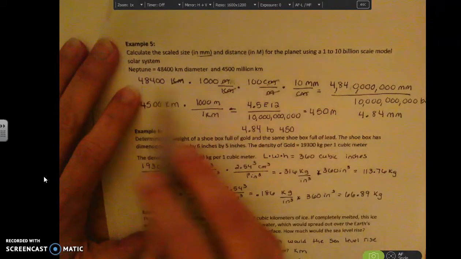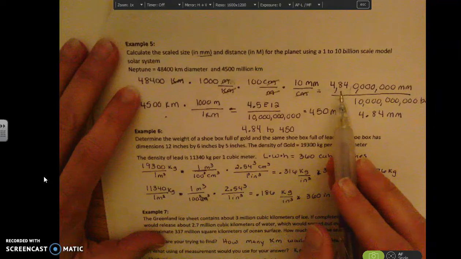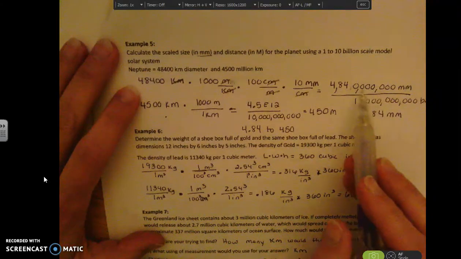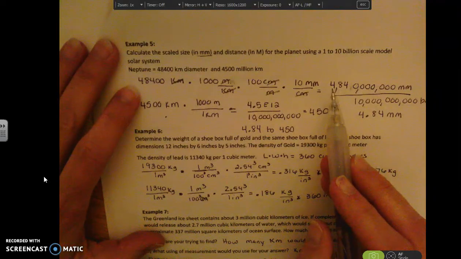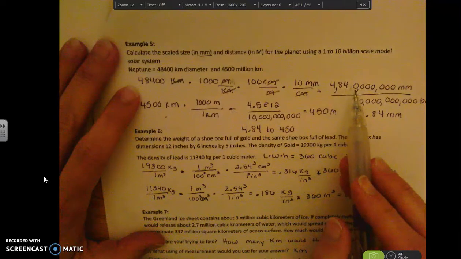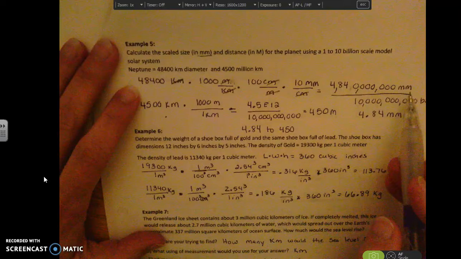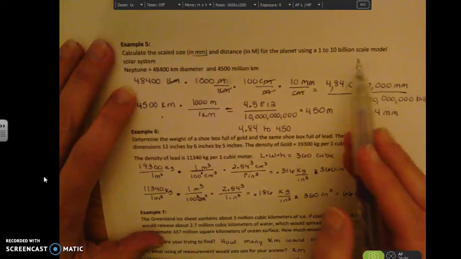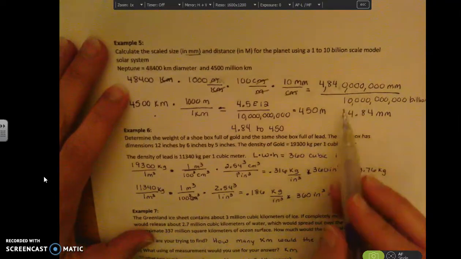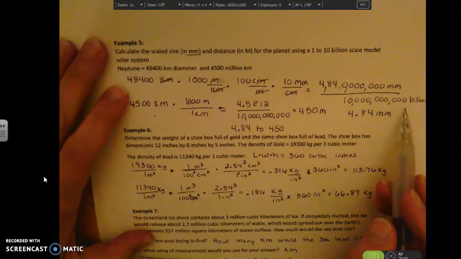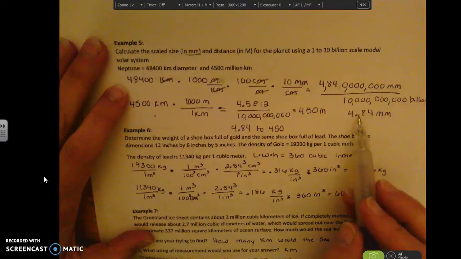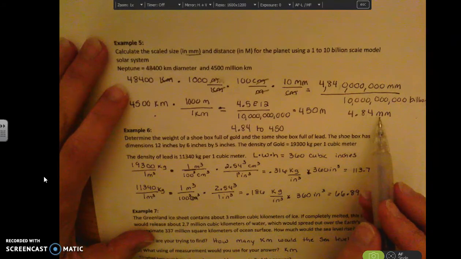And so when I multiply all this across, I get 4,840,000,000 millimeters, and we want it on a billion scale. So I have to divide this by a billion, and I end up with 4.84 millimeters per billion.